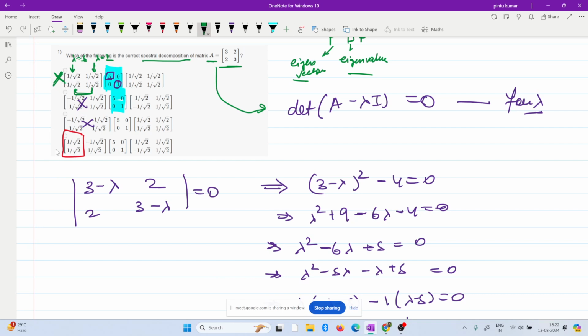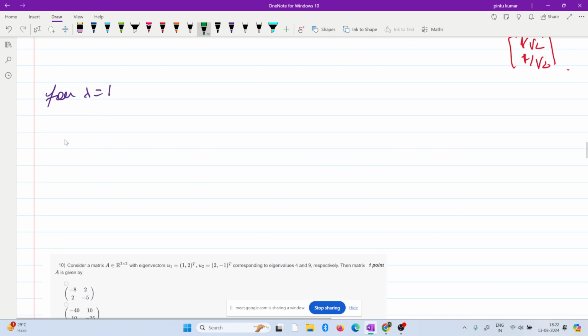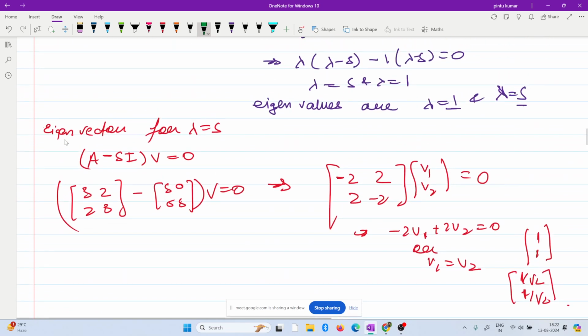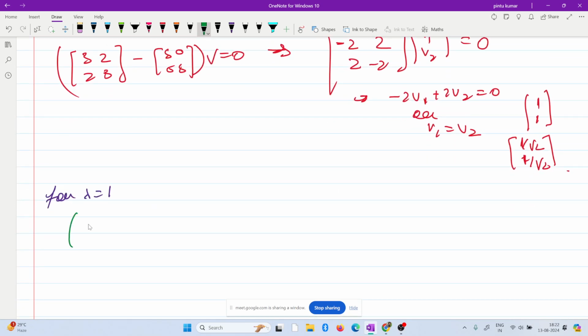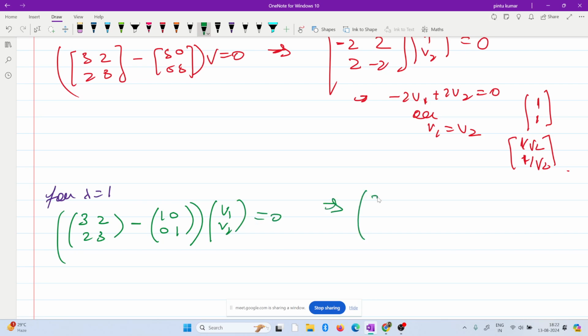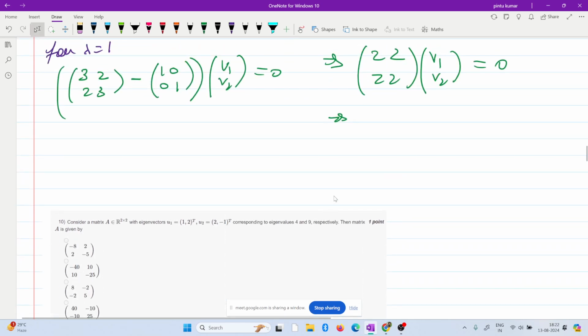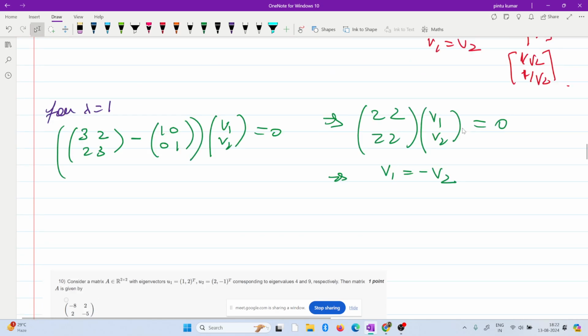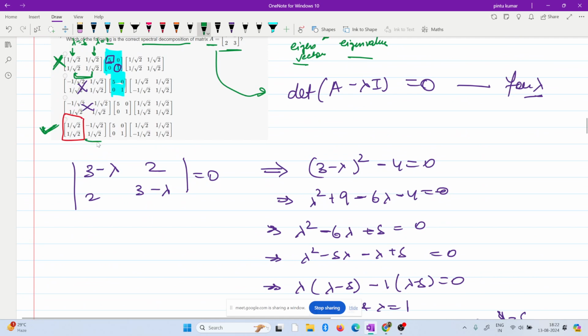Okay, so the option left is option D, but we'll explicitly solve for lambda is equal to 1, so that for someone for whom this eigenvector calculation is not clear, we can make it clear. So this is (3 2 2 3 minus lambda times identity) multiplied by v1 v2 is 0. This is the same as saying 2 2 2 2 times v1 v2 is 0. This would imply that v1 is equal to minus v2, and you can see that the third option satisfies that particular condition.